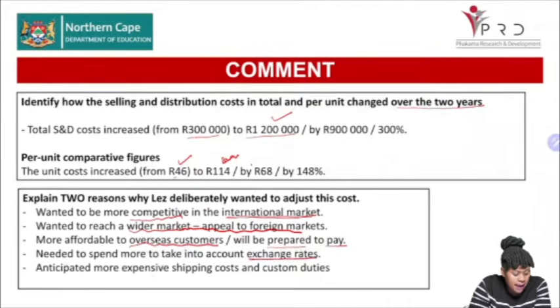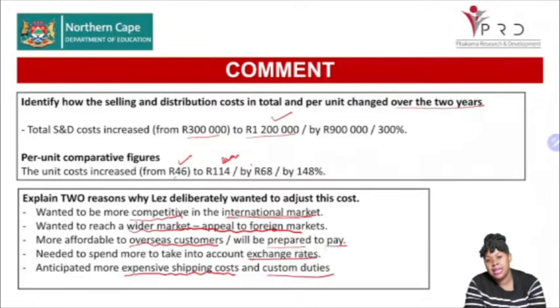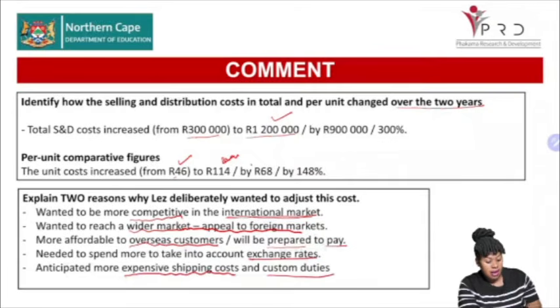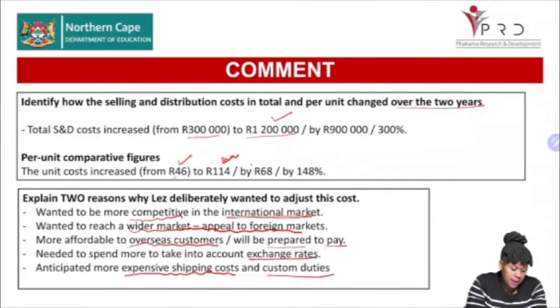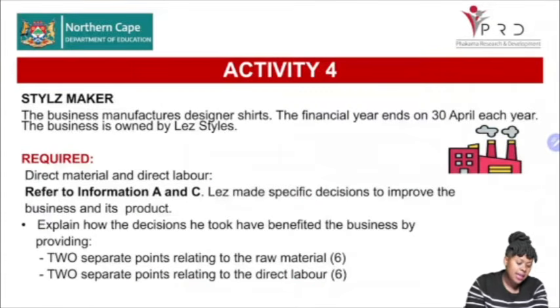That's the truth. And then anticipating more expensive shipping costs and custom duties, because obviously we are selling and distributing. So then we need to ensure that when we are distributing, we are not necessarily distributing in the particular country, but we're actually exposing ourselves to other markets as well, and hence why our selling and distribution costs have now gone up. Okay, so then let's quickly go to the next activity.